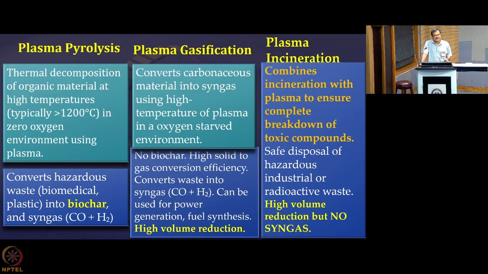So, high volume reduction is there, but no syngas is produced here, because CO will combine with another oxygen and form CO2, and H2 will combine with another oxygen and form H2O. So, those have no calorific value as such. So, this is not able to produce syngas, which was getting produced in plasma gasification. So, be very clear about the three different processes of burning: one is pyrolysis, one is gasification, and one is incineration, what the difference between them is, and what the advantages and disadvantages of them are.